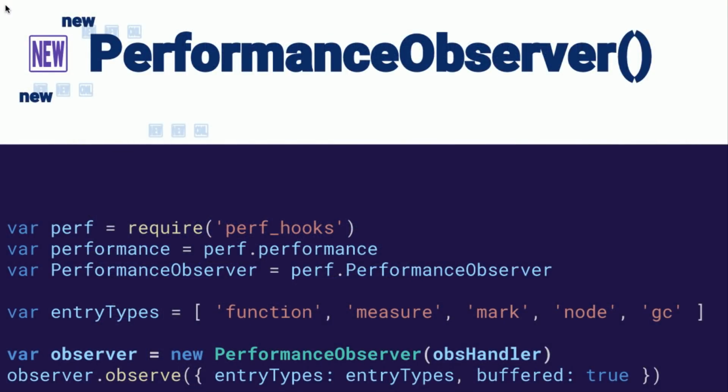So this is how you would set it up. You have a few entry types you want to monitor and you want your observer to work with: function, measure, I just put them all together. And then you say, okay, I'm going to buffer them as well, so they all come in async. And once I launch my application, I get the garbage collection events, and then the ones that I've marked previously.